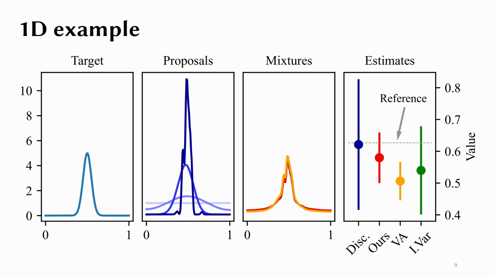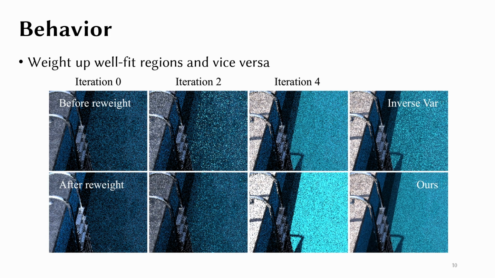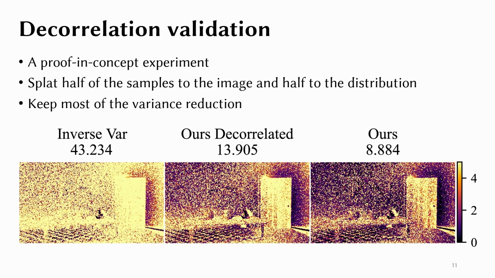Now we are really curious about how it works. The behavior of our method is to weight up the well-fitted regions and vice versa. If some regions are good, we will let them contribute more. But what about correlation? Since the weights and the estimations share the same sample set, they are naturally correlated. We know when random variables are interdependent, we can't just expand the expectation of a product into the product of expectations. So when we use reweighting, we are no longer unbiased.